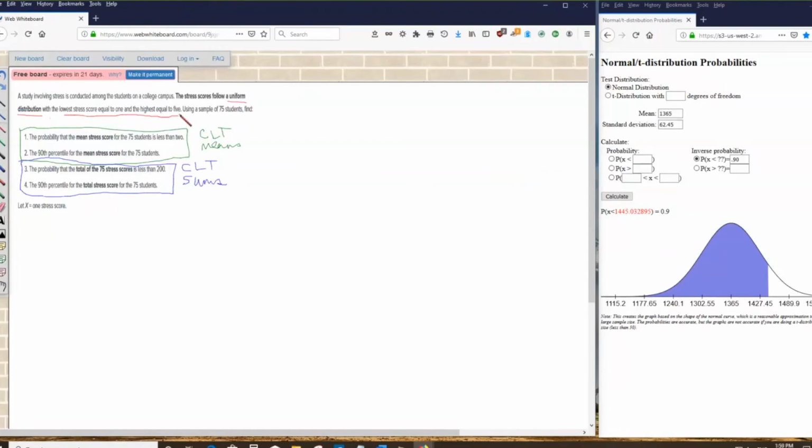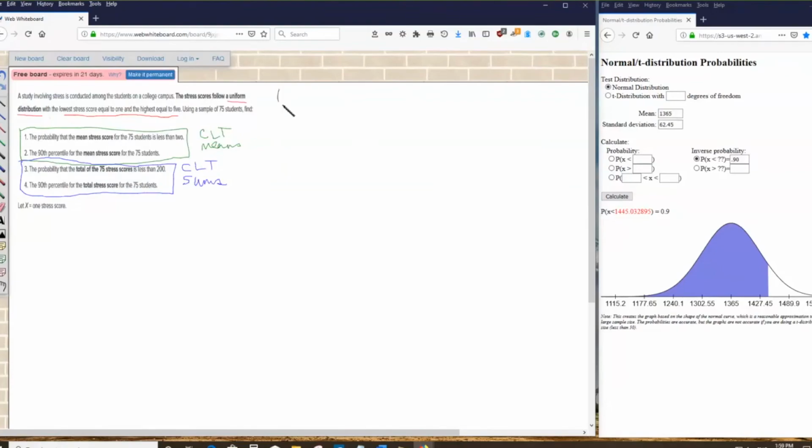Okay, so in all of our previous problems, they've given us just an unknown distribution, and they've given us the original mean and standard deviation. So this time they are telling you that the distribution is a uniform distribution. So the first thing you're going to need to do is find what your original mean and standard deviation are.